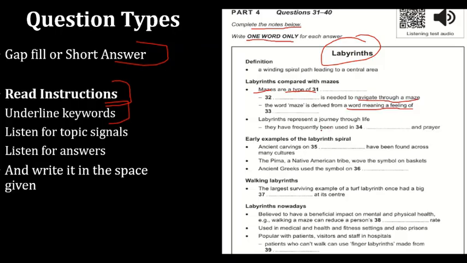And over here, frequently being used in something and prayers. So what thing and prayers? Is that what you're looking for? What thing is that? Now, ancient carvings on something have been found across cultures. So you will be waiting for that thing that the carvings have been on. That's what you would be looking out for.